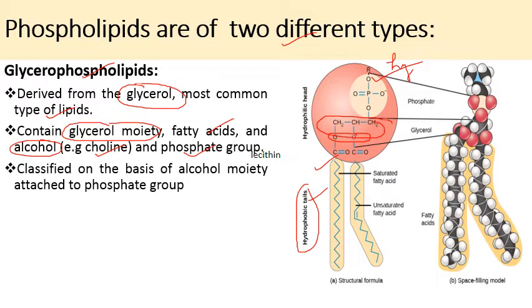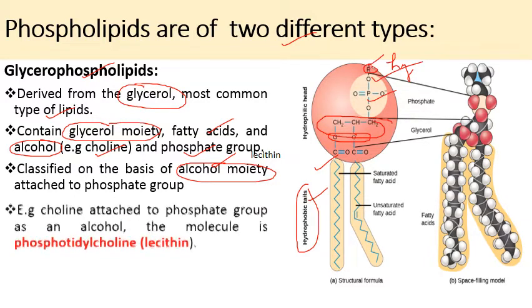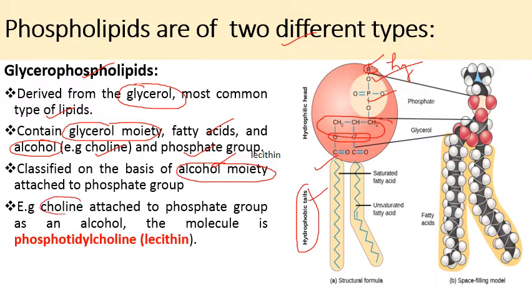They are classified on the basis of alcohol moiety. Glycerophospholipids are classified on the basis of the alcohol moiety attached to the phosphate group, where R represents the alcohol moiety. For example, we have choline. If attached with the phosphate group as an alcohol, the molecule is known as phosphatidylcholine. It is called phosphatidylcholine and lecithin.